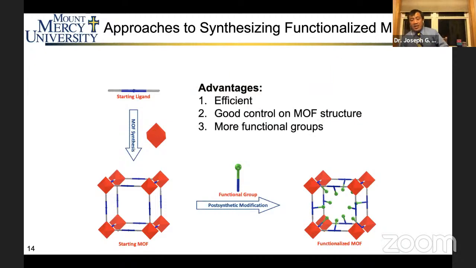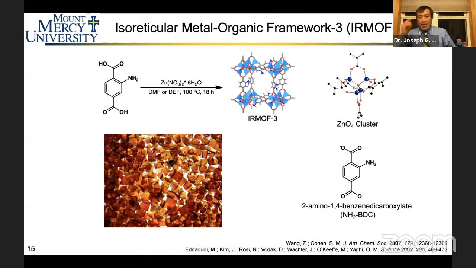The advantage, again, is this is an efficient process. We have good control over the MOF structure because we can control this step right here. And then we have more functional groups available. If we want the carboxylates, we absolutely have access to that. And so what my group decided to do, as you know, before I joined the group, is let's look at what was out there.